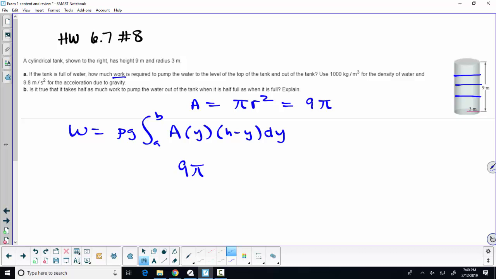So that's 9 pi. H minus y would be what? I can't see it. But 9 minus... Yeah, the height of this is 9, so 9 minus y. And then y ranges from, assuming we have that on the origin or the x-axis, I guess. That just seems so easy. Yeah, not too bad. So that's part A.